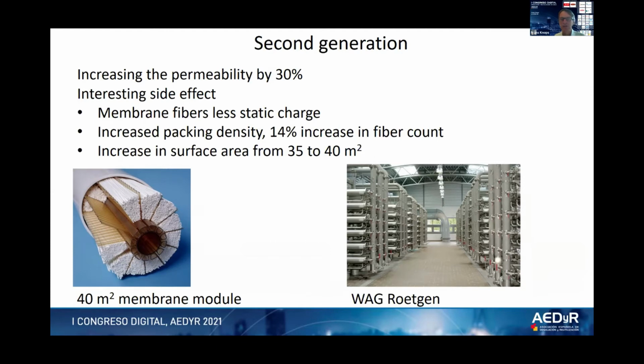A very interesting side effect was that the same membrane fibers had less static charge, which means that they were easier to put inside membrane modules. So not only could we improve the performance of the membrane module per square meter of surface area, but we could also improve the packing density of the membrane modules, still with the same shape of membrane module, the same shape of the membrane fiber. So from 35 to 40 square meters, basically even retrofittable to the original plans.